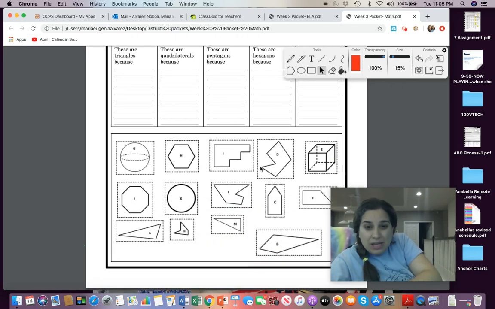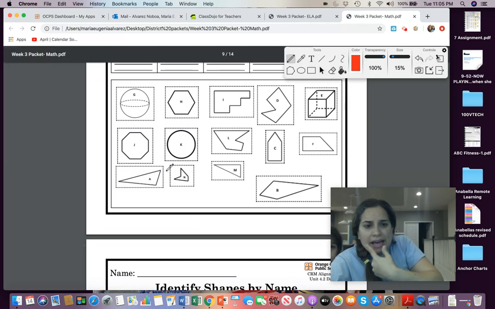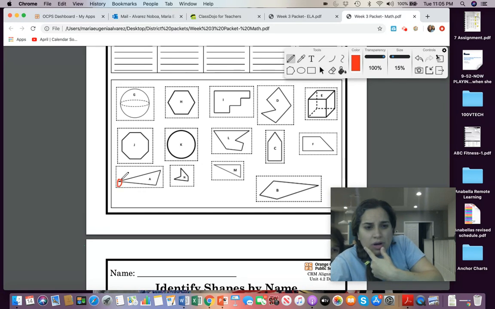Which of these shapes have 3 sides, 3 corners? Let's see. Not G, that's too many. That has no sides. What about A? Let's see A. A has 1, 2, 3 corners, and it has 1, 2, 3 sides. Yeah, so that might be a triangle. That is definitely a triangle because it matches all the things that a triangle needs to be.